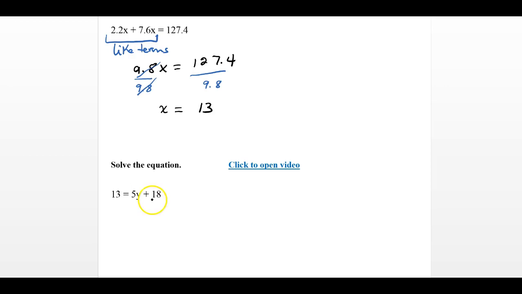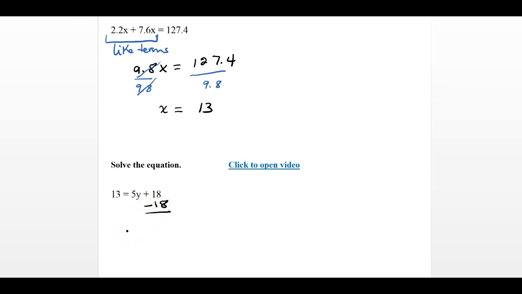So starting with the right side of the equation, in order for the variable term, y, and its coefficient to be the only term on this side of the equation, I need to focus on the addition of 18. So instead of adding 18 to 18, I need to subtract 18.